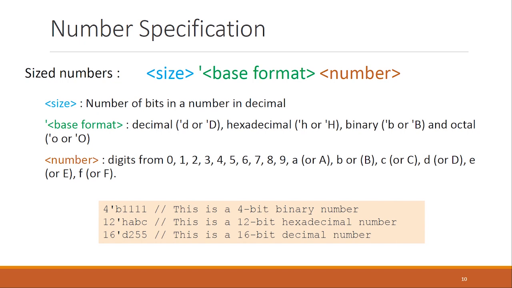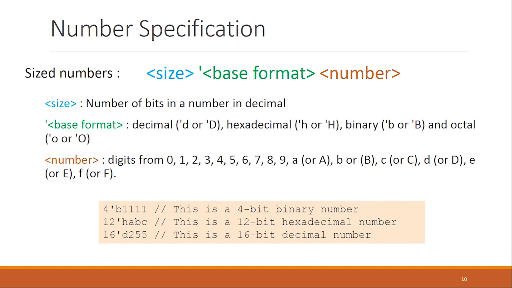And the second example is a 12-bit hexadecimal number. With 12 you specify the size of the number, and with the apostrophe H you specify the base format to be used. The base format to be used here is hexadecimal, so you use apostrophe H. And then ABC is the real number that we need to represent. ABC, they are all hexadecimal digits.